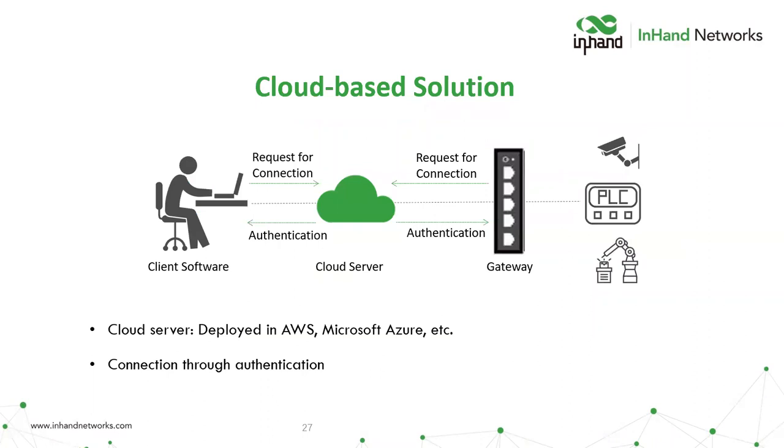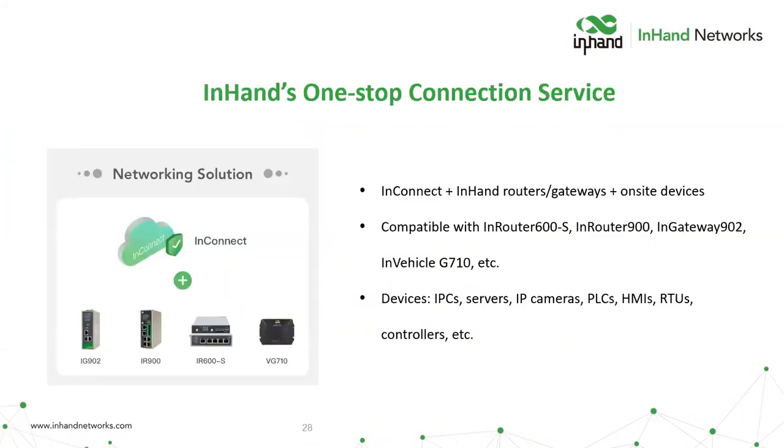Deployed in the cloud, InConnect requires no maintenance or management by customers. You don't even have to worry about security because InHand routers or gateways need CA. The VPN terminal is encrypted. PC and mobile apps need CA. Integrating reliable networking devices and a software platform, InConnect delivers one-stop connection service, lowering your costs of choosing devices and platforms. Just have one account and one InHand router or gateway, then connect your IPC, server, IP camera, PLC, HMI, RTU, or controller to it. You can manage all your field devices anytime from anywhere with a click of a mouse.